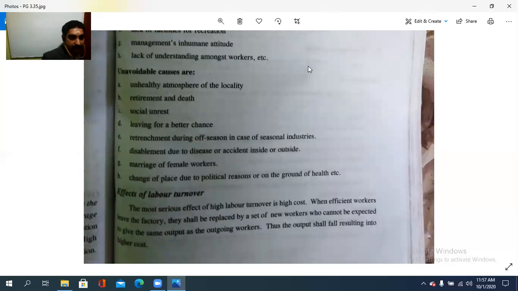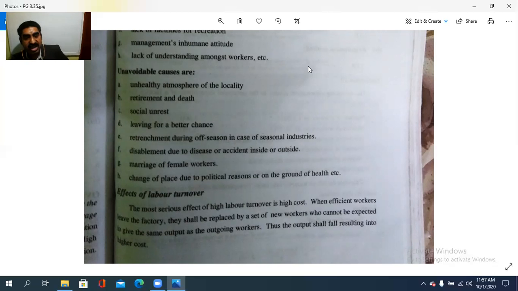Unhealthy atmosphere of the locality, retirement and death, which cannot be avoided. Okay, social unrest, leaving for better prospects, retrenchment during off season in case of seasonal industries, disablement due to disease or accident inside or outside, marriage of female workers, and change of the place due to political reasons on the ground of health. So there are some avoidable reasons and unavoidable reasons for such labor turnover. So understand, this is the labor turnover.